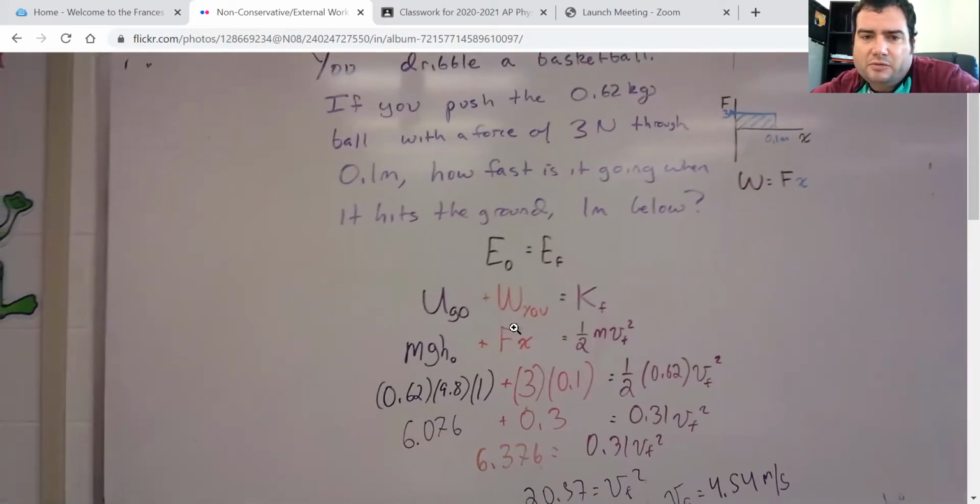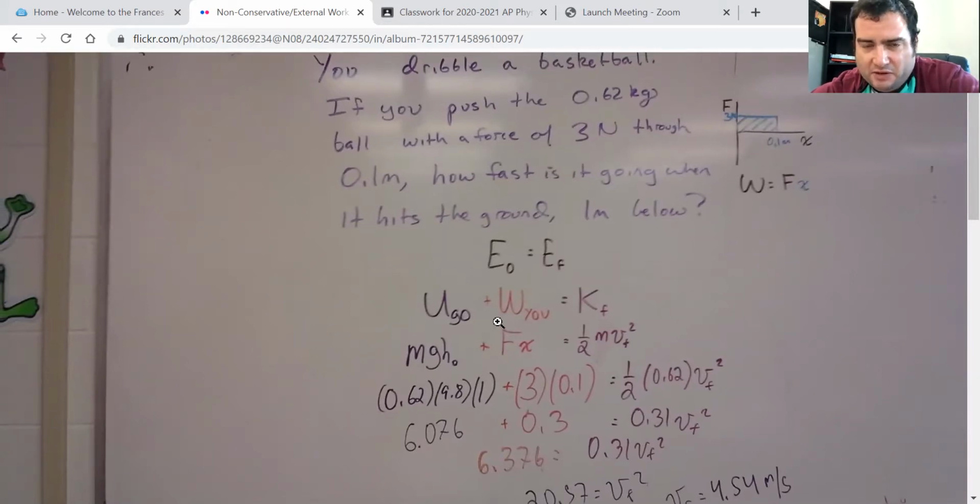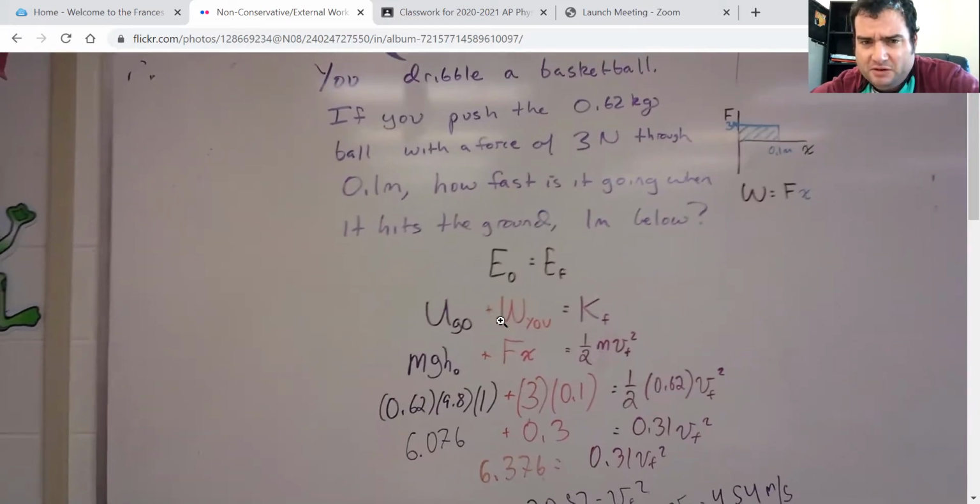Why is it a positive work? It's a positive work because it's adding energy to the system. And based on the conventions I use for this to keep track of where to put the work terms, I always put them on the EO side. And if it adds energy to the system, it's positive work. If it takes energy out, it's negative work.